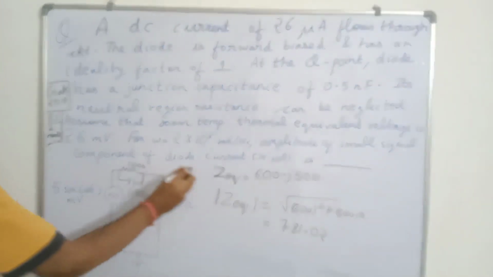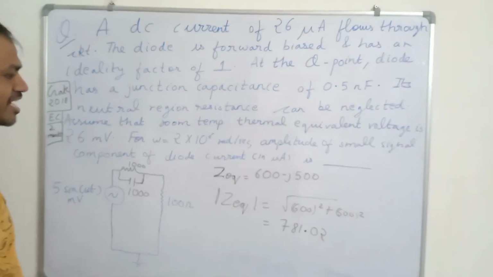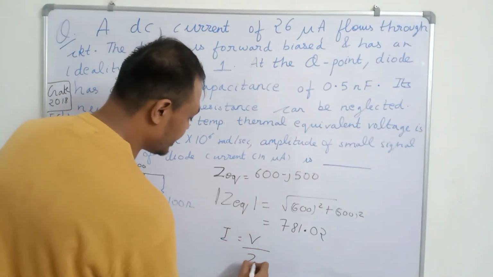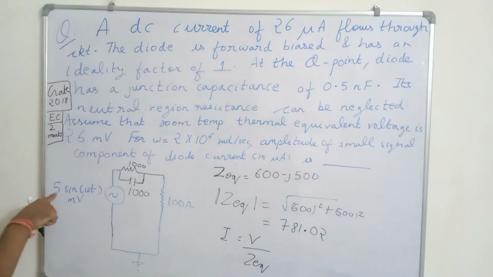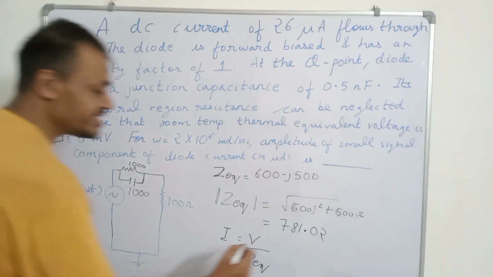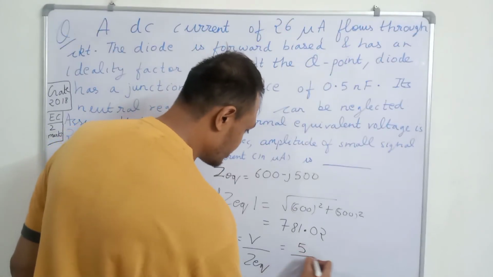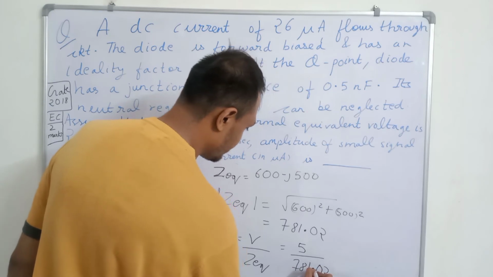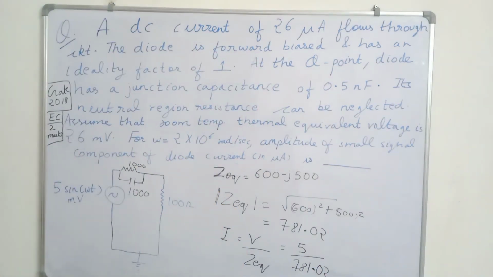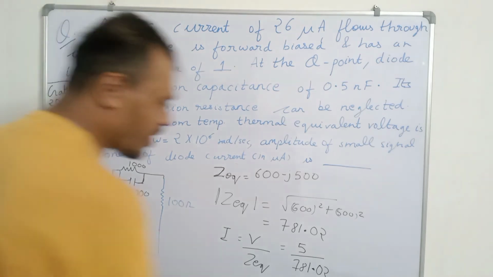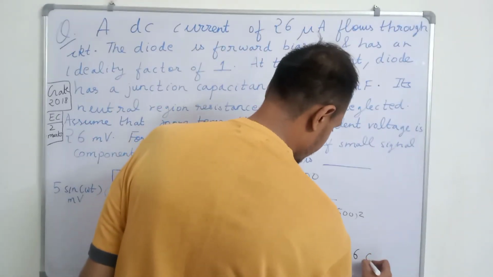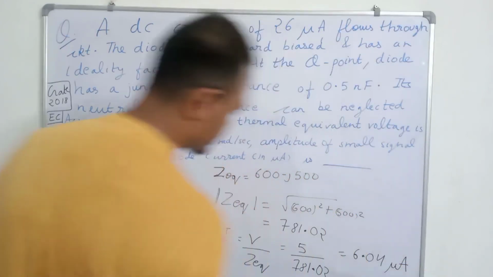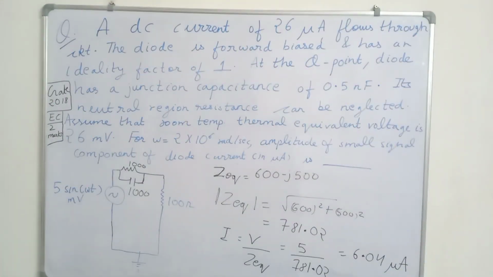So we have to find the amplitude of the small signal component of diode current. So it will be equal to V upon Z equivalent. V is 5 sine of omega t, so its maximum amplitude is 5, upon 781.02. So this will be equal to 6.4 microampere. This is the small signal component of diode current.